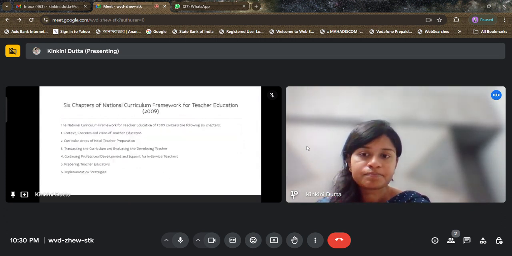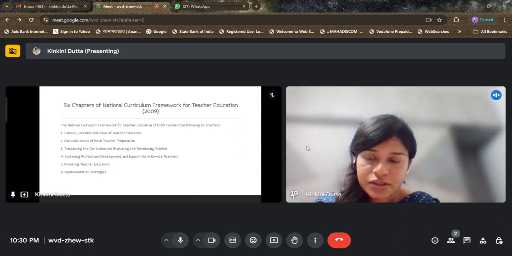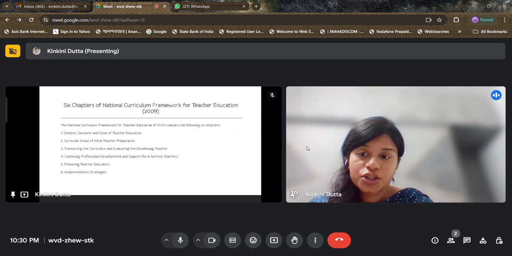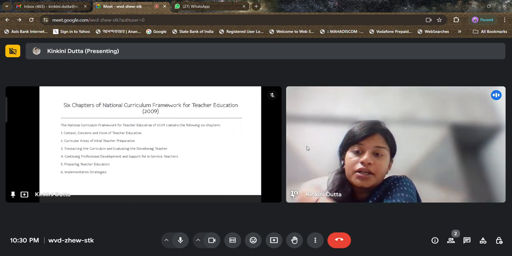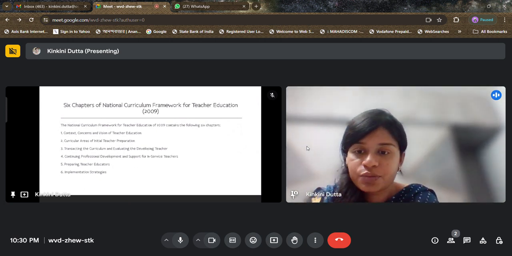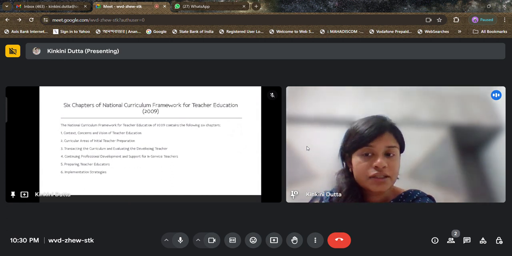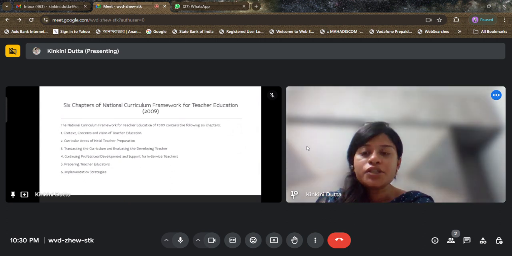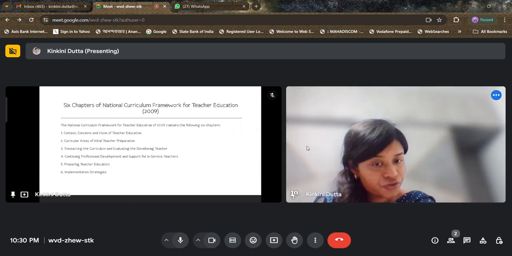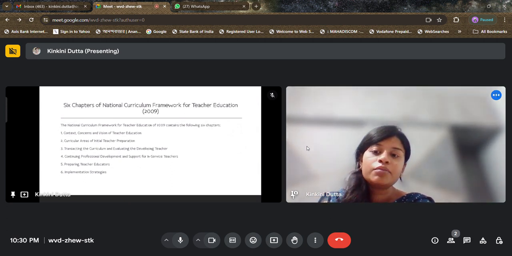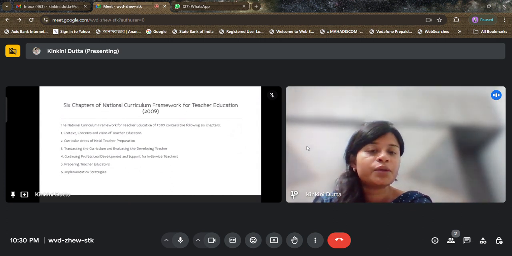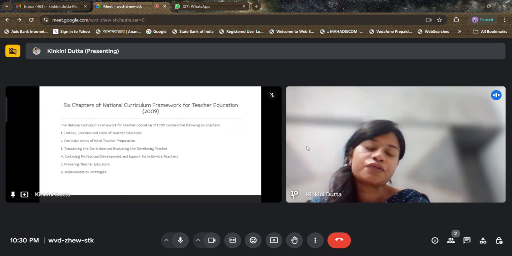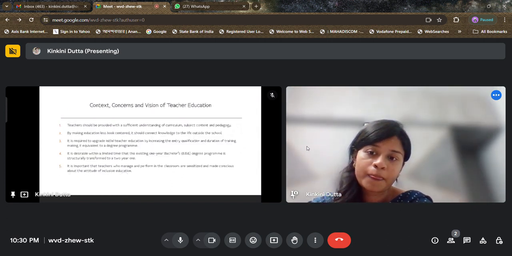Next, it has 6 chapters. The first chapter is context, concerns, and vision of teacher education. Then you have curricular areas for initial teacher preparation. You also have transacting the curriculum and evaluating the developing teacher. You have continuing professional development and support for in-service teachers, preparing teacher educators, and implementation strategies. So this incorporates the 6 chapters of NCFT.